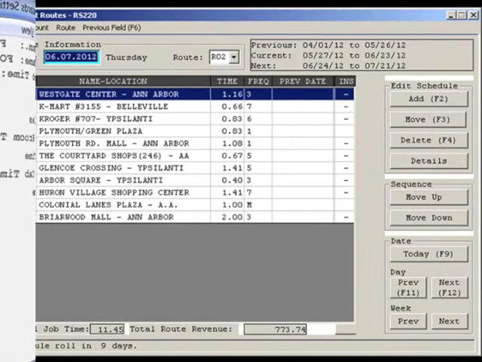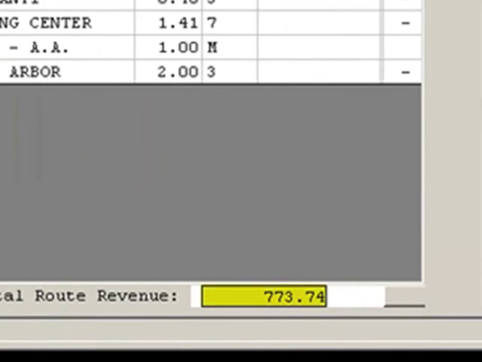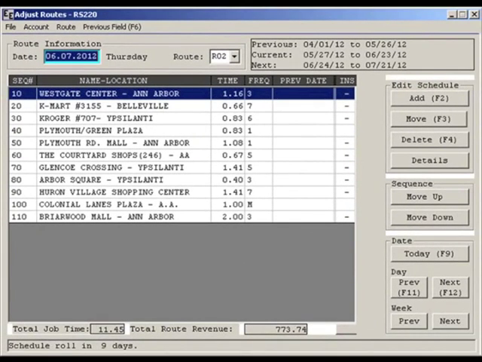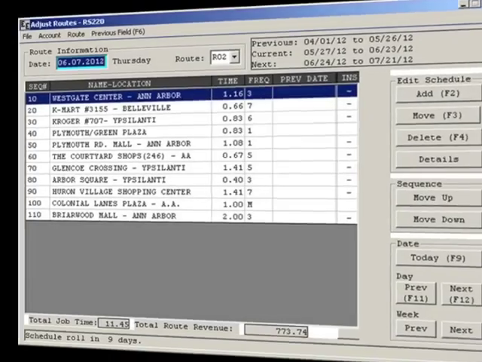The system allows for both route and job adjustments. Notice the estimated job time for this route is 11.45 hours, and the expected total route revenue is $773.74. The route is broken down by the different job locations that comprise the route and the estimated time to perform each job. Also, please note the highlighted line at the bottom. This schedule will need to be rolled in the next 9 days.